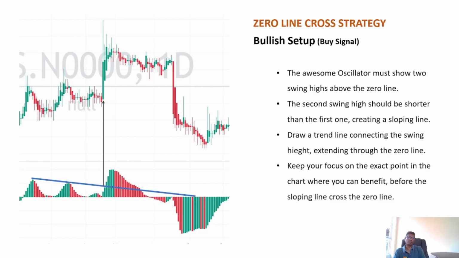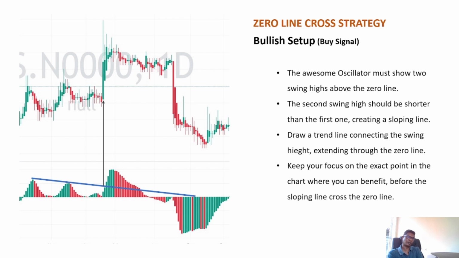Now I am taking the third strategy, the zero line cross strategy of the Awesome Oscillator. That is a very helpful strategy for us. Now, for a buying decision, the Awesome Oscillator must show two swing highs above the zero line. Second, the second swing high should be shorter than the first one, creating a sloping line.